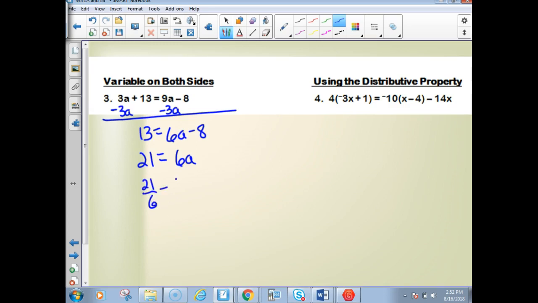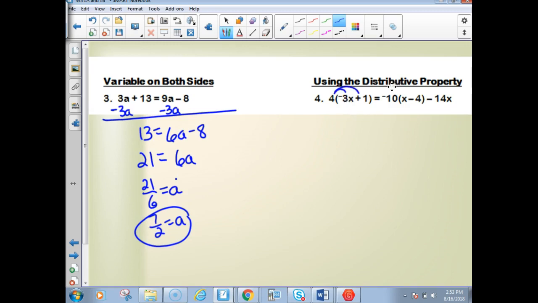21 over 6. I want to see you getting used to doing fractions. Leave your answer as a fraction, okay? Especially if it's a repeating decimal. But what's wrong with this fraction? Yes, go ahead. Simplify it. That's right. Simplify by reducing it. So we're going to divide both top and bottom by 3, and that will reduce down to 7 halves. So I'd rather see that. I mean, it's not bad to have 3.5, but most fractions, just leave them as fractions.